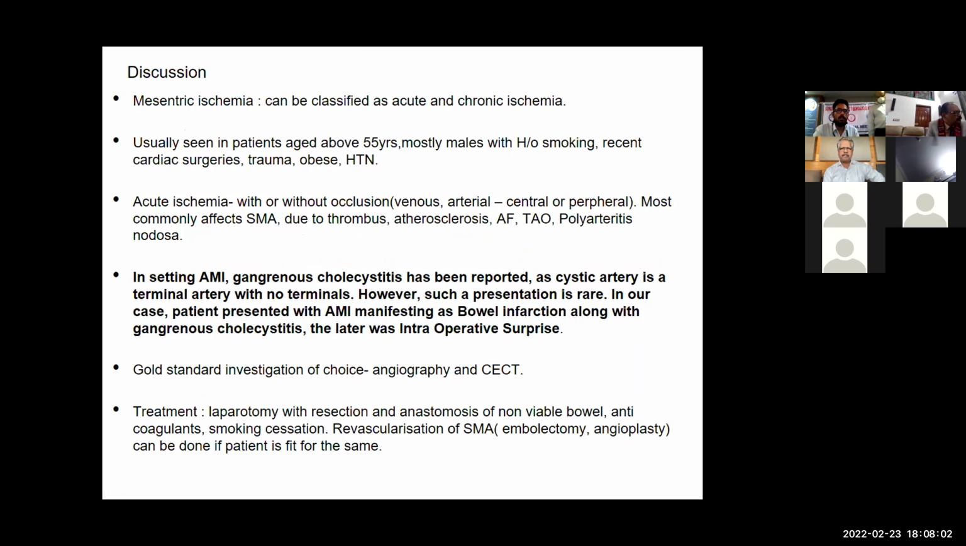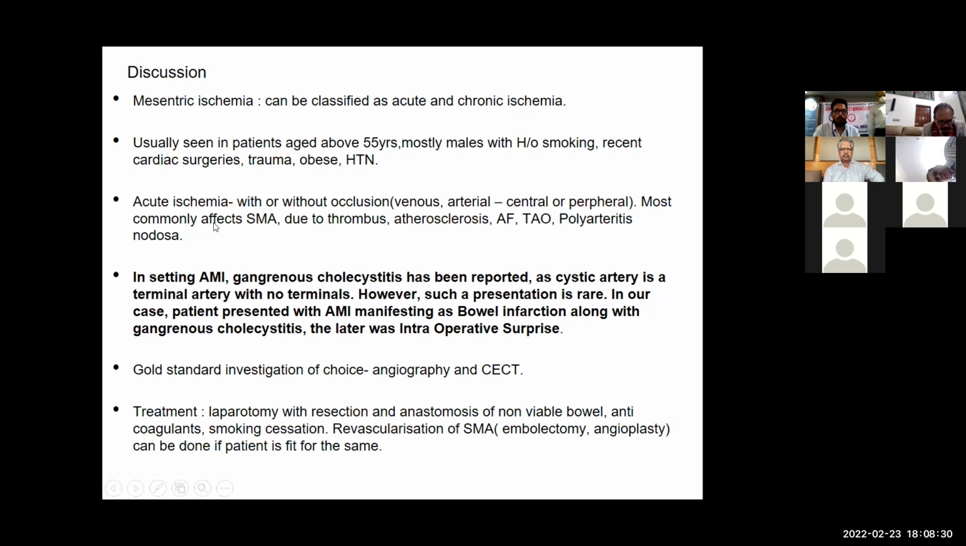Mesenteric ischemia can be classified as acute and chronic ischemia, usually presenting in patients aged above 55 years, mostly males with history of smoking, recent cardiac surgeries, trauma, obesity, or hypertensive status. Acute ischemia presents with or without occlusion, venous or arterial. Most commonly it affects the SMA due to thrombus, atherosclerosis, atrial fibrillation, PAO, polyarteritis nodosa.